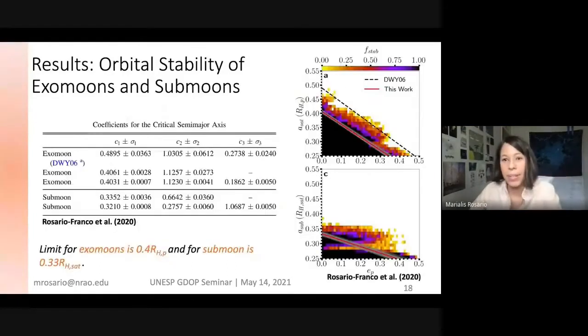Before I move on, I would like to point out that we compare this to the previous work done by Domingos, but this had never been done for submoons. So we introduce this expression for submoons.